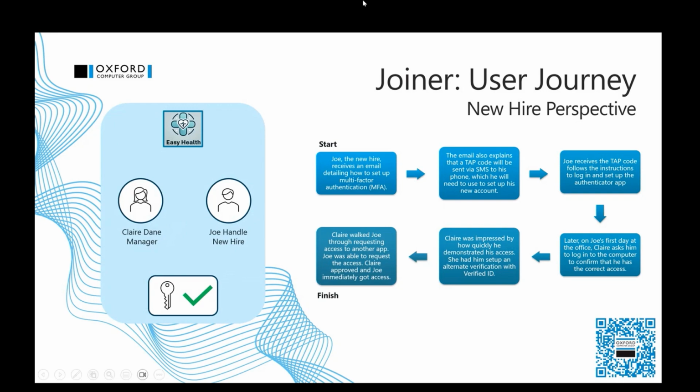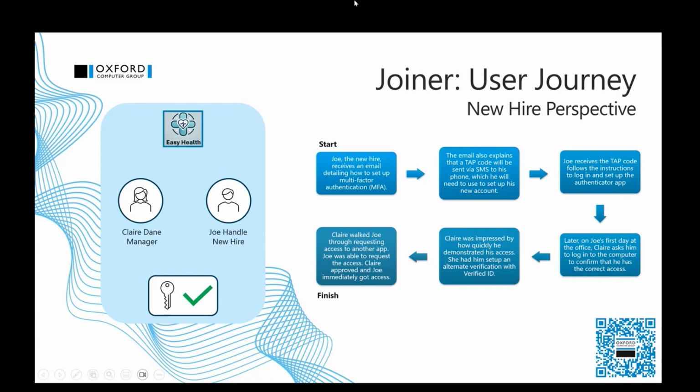If we look at this from the new hire perspective now, the first one was the joiner, but it was from the hiring manager perspective. This one is more from the new hire perspective. So Joe is receiving an email congratulating him on his new role. This email has a guide to download and set up MFA on his device, just normal stuff that you would do with your new employees. Joe sees there's a note in this that describes an SMS text with a TAP code that will be sent to him and is needed to log in for the first time to set up MFA.